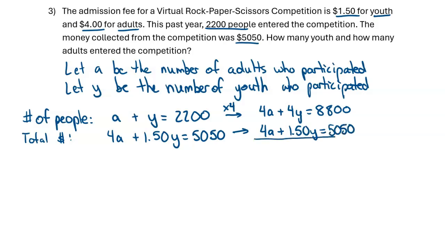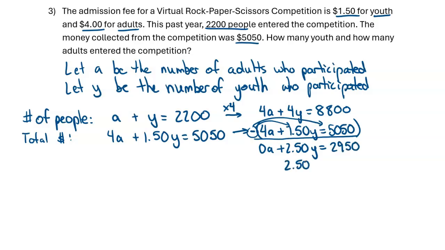So remember, I had to multiply that entire equation by 4. So I subtract the two equations. 4A minus 4A gives me 0A. Now we go 4Y minus positive 1.50Y. We also make sure we do 8,800 minus 5,050. Don't forget to subtract all the terms that are below it here. So we get 2.50Y, and 8,800 minus 5,050 gives me 2,950.